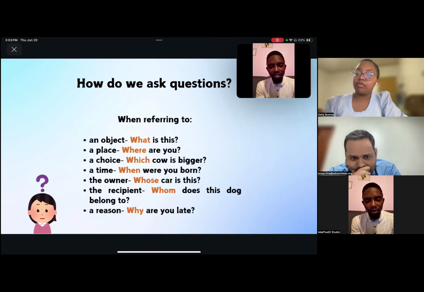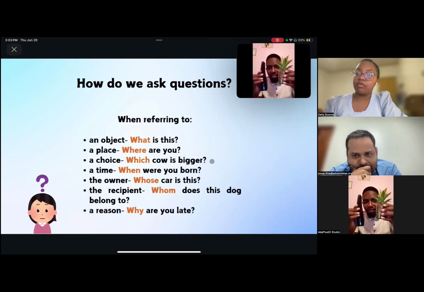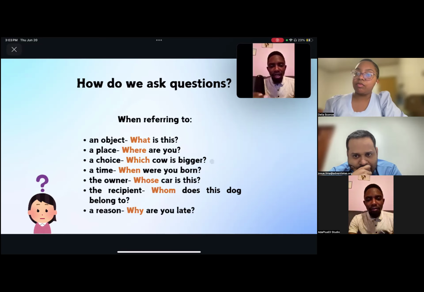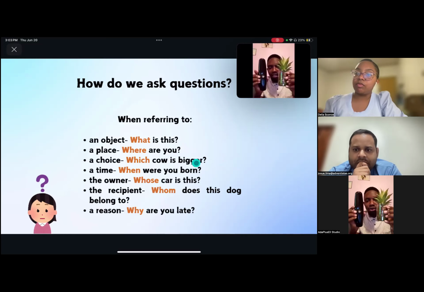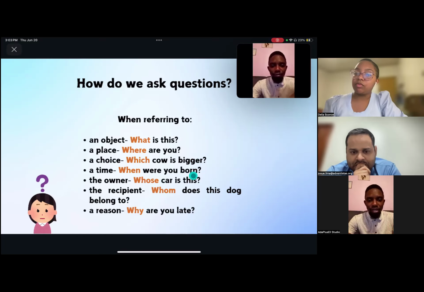And then we have a question you can ask about a choice. I can have two things like this, and then you ask me, which cow is bigger? So I can ask you, which one is a flower? And then you can say, this is a flower. So that is an example of choices.